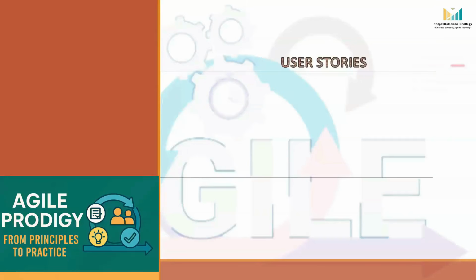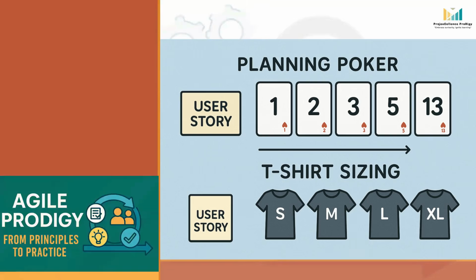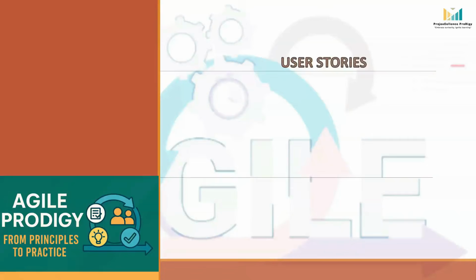Then I'll show you how to actually write user stories and define the acceptance criteria so that the team knows exactly when a story is done. We will also explore how to estimate story size using approaches like story points, planning poker, and t-shirt sizing. From there, we will discuss velocity, how it helps teams forecast, and we'll wrap up with prioritization techniques that ensure we deliver the most important features first. So let's get started.